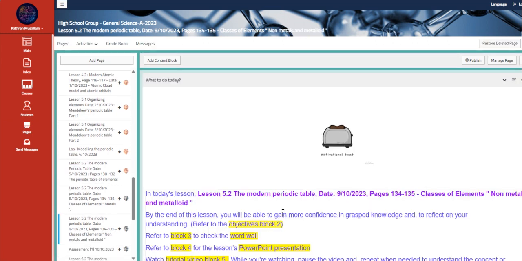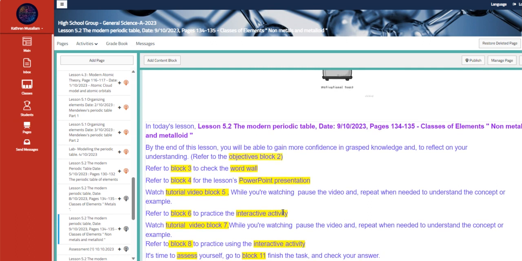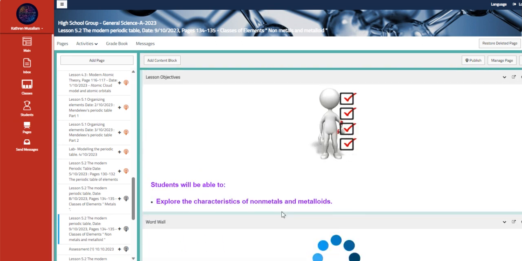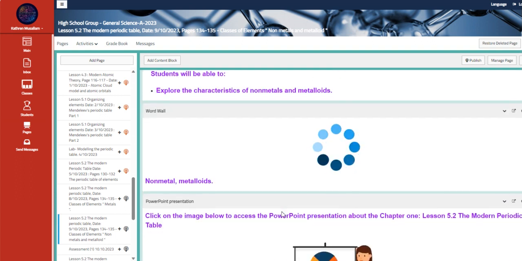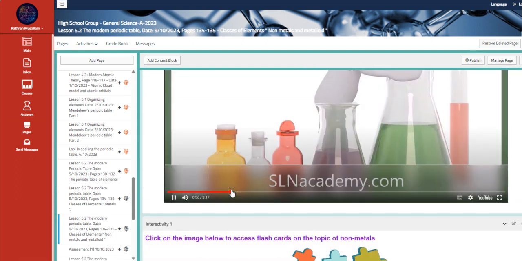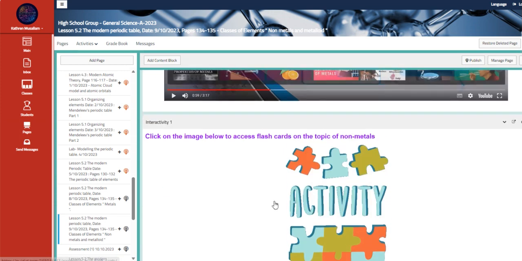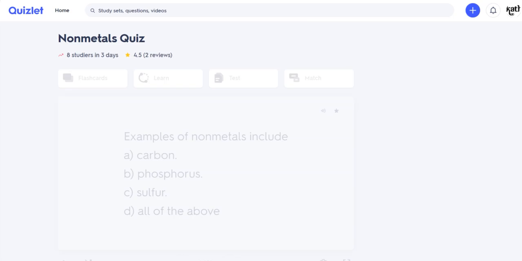Moving to October 9th, we have the modern periodic table, classes of elements, nonmetals, and metalloids. So explore the characteristics of nonmetals and metalloids. So here we have properties of nonmetals. And then here we have also flashcards on the topic of nonmetals.